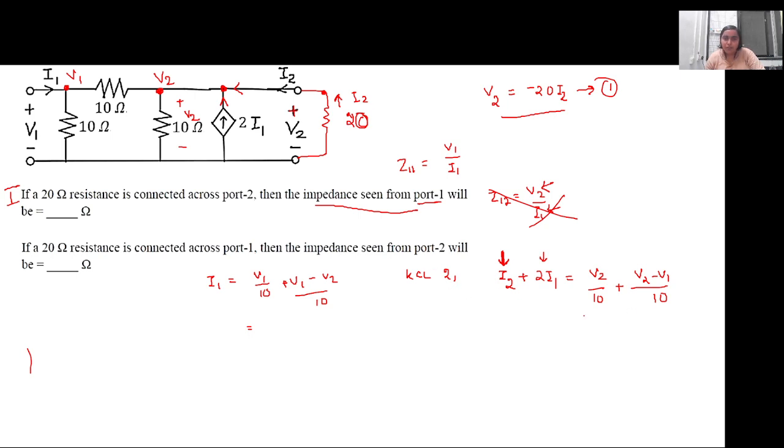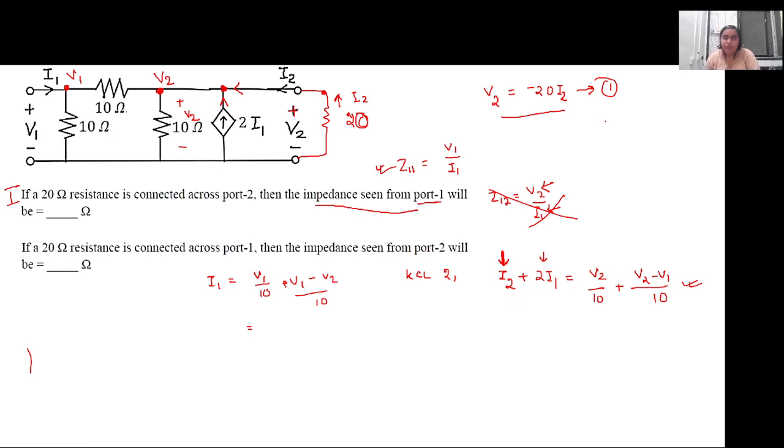Now we will solve for these two and calculate V1 by I1. So we have V2 in terms of I2, so we need to simplify the equations. We don't really need either of V2 or I2 in order to calculate Z11, right? So in this particular equation, we will substitute one at a time.